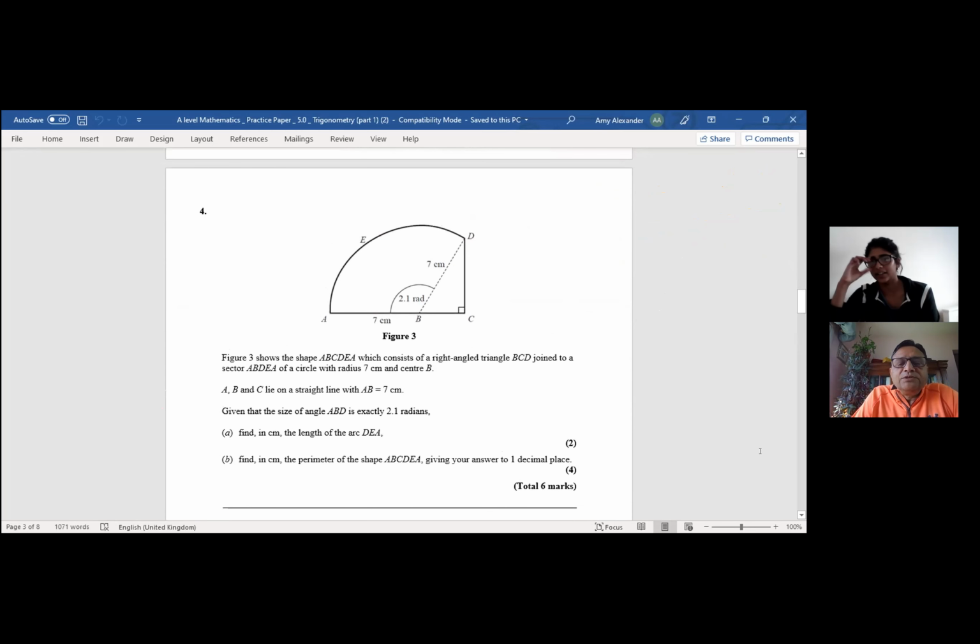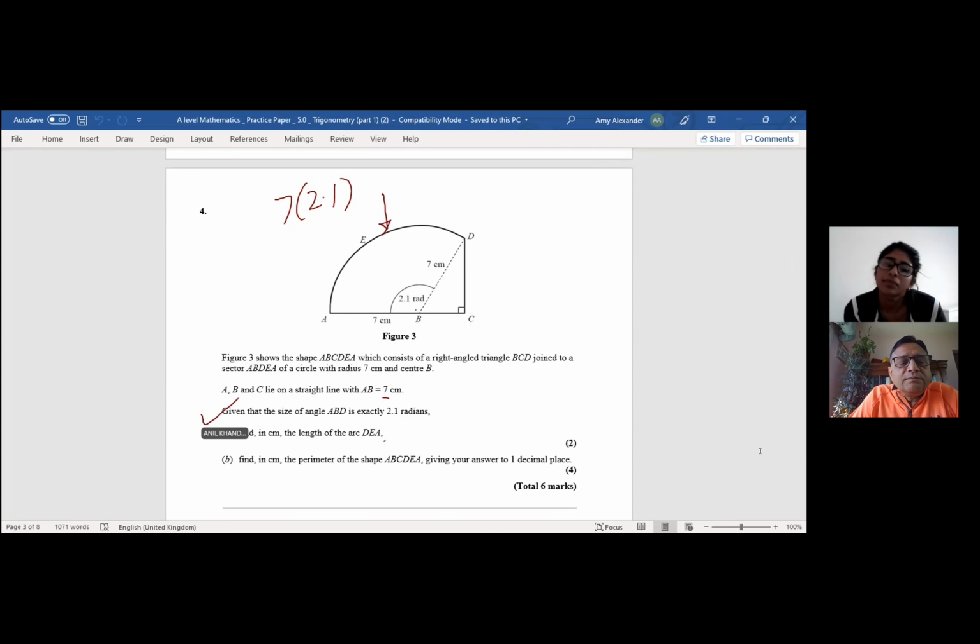Read the question. Figure 3 shows the shape ABCDEA, which consists of a right angle triangle BCD joined to a sector ABDEA of a circle with radius 7 centimeters and center B. A, B, and C lie on a straight line with AB equaling 7 centimeters. Given that the size of angle ABD is exactly 2.1 radians, part A, find in centimeters the length of the arc DEA. R theta, right? So this is R theta, 7 times 2.1, correct? You get this answer.